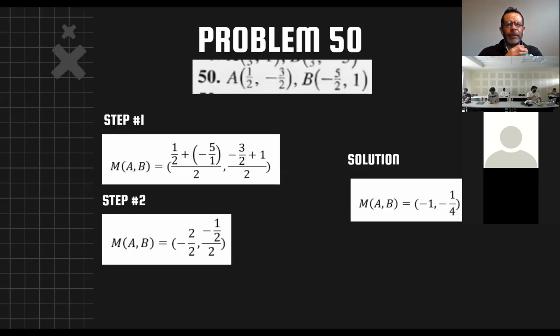There we go. Let's just check the value there. So it's 1/2 plus -5 divided by 1, and it's -5 divided by 2. And then it's -3 divided by 2 plus 1. That's correct. But I'm not sure if we're missing something here. Let's review this calculation.